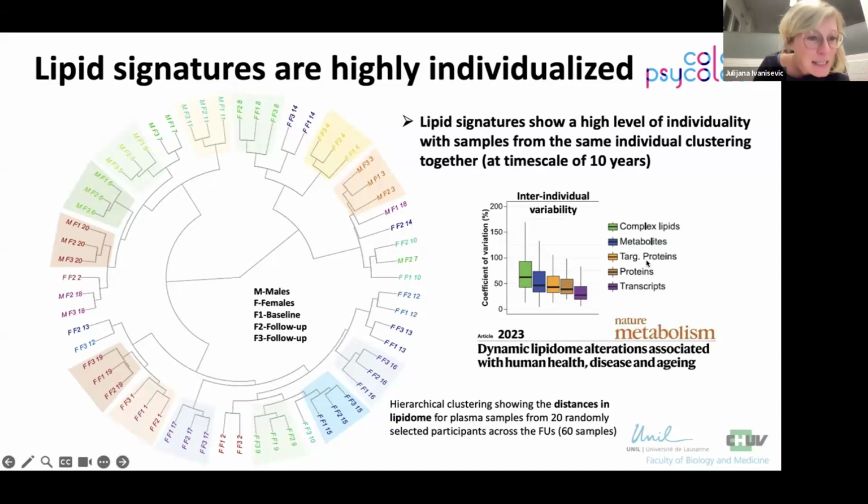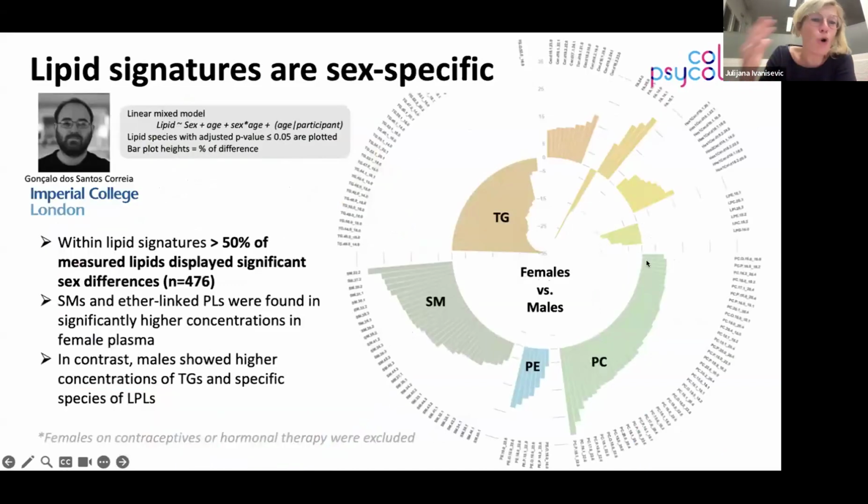And finally, beyond just this high individuality, we were able to nicely confirm that the plasma lipidome is also sex-specific. And as you can see from the circular bar plot, within the measured lipid signatures, more than 50% of measured lipids actually displayed very significant sex differences, so subtle but significant sex differences.